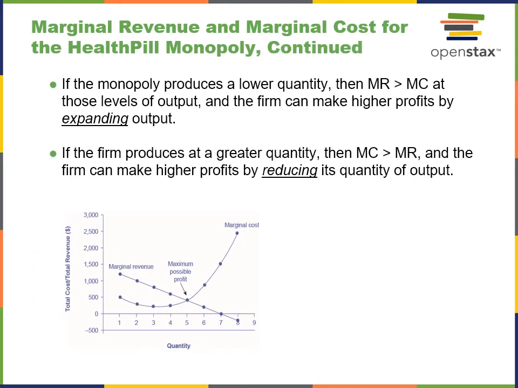If the monopoly produces a lower quantity, then marginal revenue is greater than marginal cost at those levels of output, and the firm can make higher profits by expanding output. If the firm produces at a greater quantity, then marginal cost could be greater than marginal revenue, and the firm can make higher profits by reducing its quantity of output. So here you see the point of 5 where the maximum possible profit could be made.